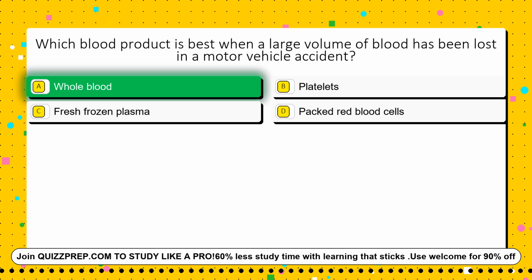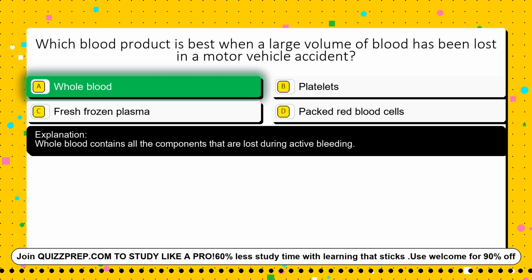The correct answer is option A, whole blood. Whole blood contains all the components that are lost during active bleeding.